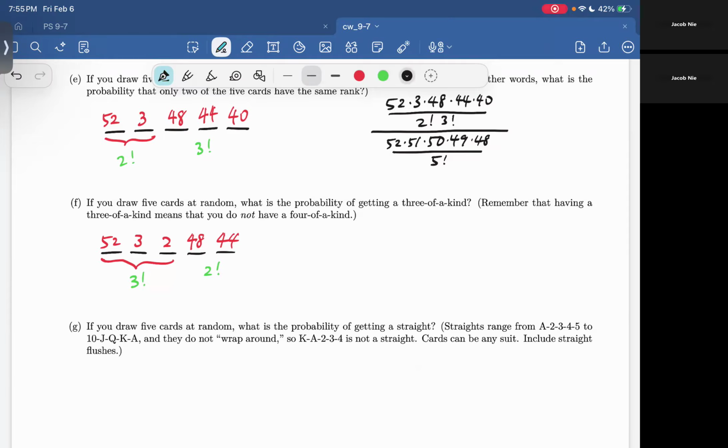My numerator, now, is 52 times 3 times 2 times 48 times 44 over 2 factorial, 3 factorial, over the same denominator, because I have the same number of total hands, right?